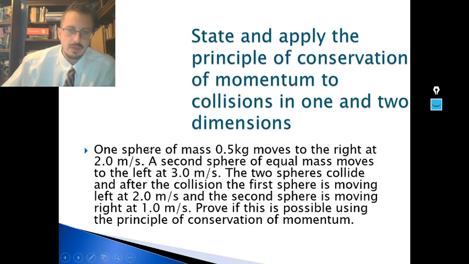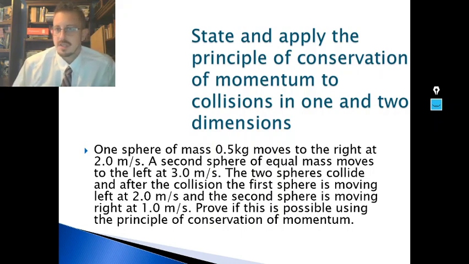Here's another example related to the learning objective: state and apply the principle of conservation of momentum to collisions in 1 and 2 dimensions. It says one sphere of mass 0.5 kilograms moves to the right at 2 meters per second. A second sphere of equal mass moves to the left at 3 meters per second. The two spheres collide, and after the collision, the first sphere is moving left at 2 meters per second, and the second sphere is moving right at 1 meter per second. Prove if this is possible using the principle of conservation of momentum.